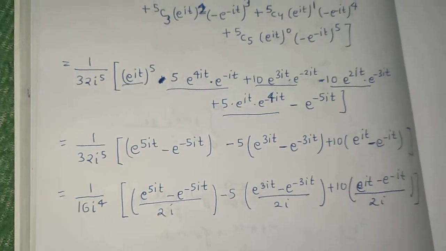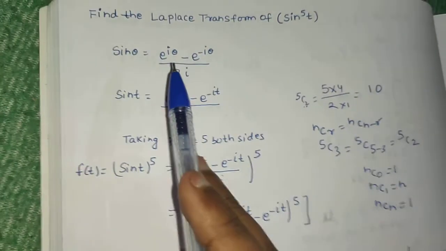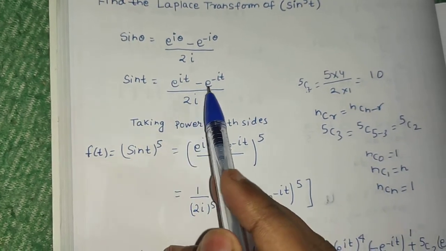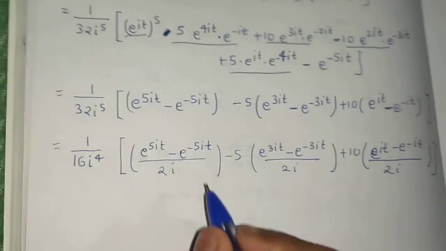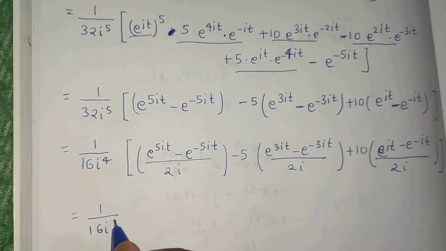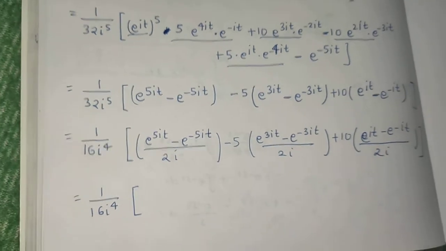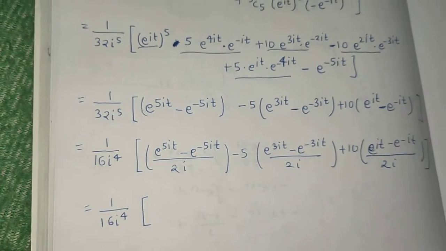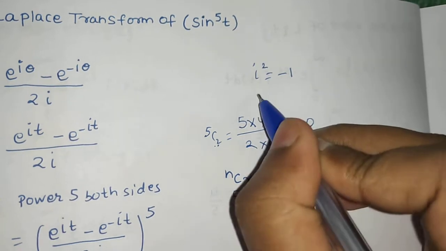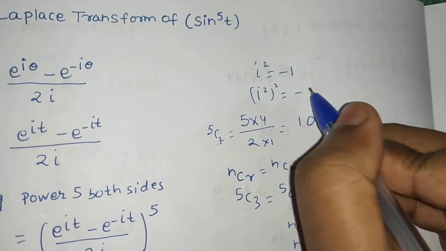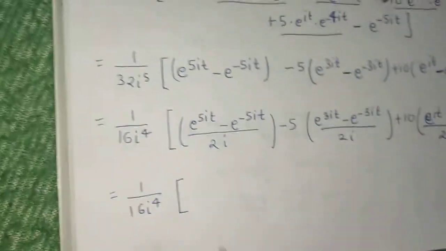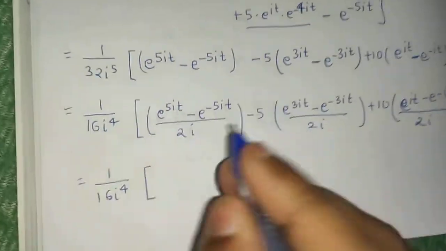Now this is looking familiar to you because sin t, to be more precise, is e power it minus e power minus it divided by 2 iota. So this can be written further as 1 upon 16 iota raised to power 4. Now iota raised to power 4, what will that be equal to? Iota square is minus 1. Now iota square the whole square will be minus 1 the whole square, which is 1. So I don't need to write iota again. I will manage that in the next step.